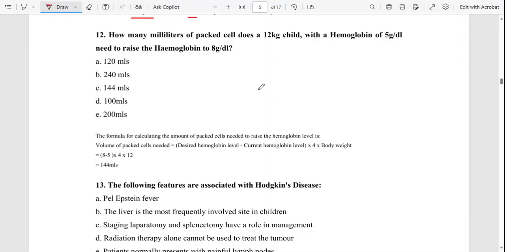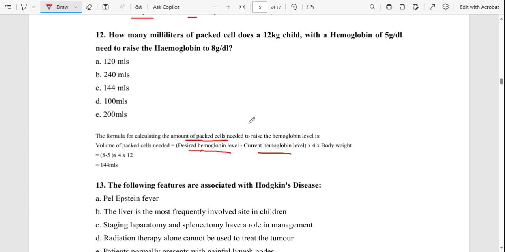Right. Number 12 is saying how many liters of packed cells does a 12 kg child with hemoglobin of 5 grams per deciliter need to raise the hemoglobin to 8 grams per deciliter? Now for this one, if we are to answer it, we need to know how to calculate, because there's actually a formula. And the way we calculate the amount of packed cells needed to raise the hemoglobin level is given by desired hemoglobin level minus the current hemoglobin level times 4 times the total body weight.